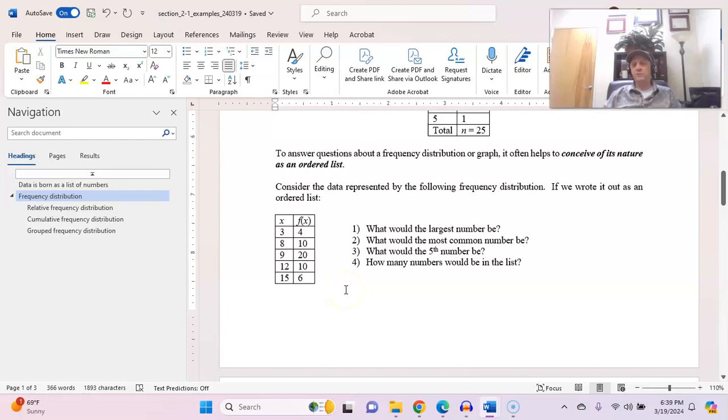And what I'm asking you to do to get a handle on these questions is, would you be able to take this table and basically rewrite it as an ordered list of numbers if you needed to? I know it's probably too long to actually do that by hand, but I need you to be able to conceive of the concept as if you are doing that, because you're going to have to in order to answer these next few questions.